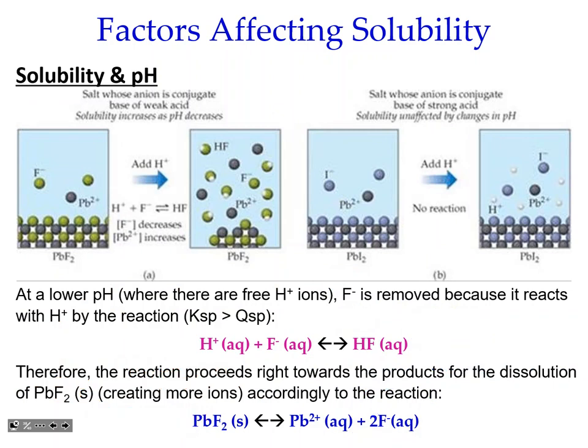This is from Unit 7, the same slide from that one, just to remember it's a Le Chatelier idea, because basically when you add it to the lower pH solution where there's hydrogen floating around, you're essentially removing fluoride, which pushes this one to the right and shifts to the right, creating more dissolved ions. So I just wanted to review that real quick.